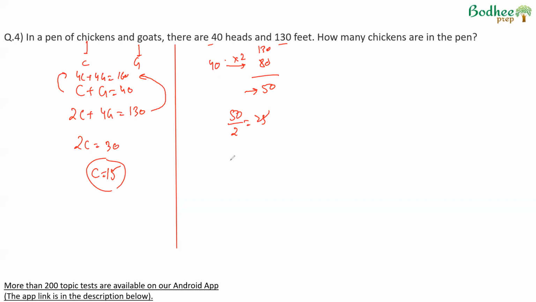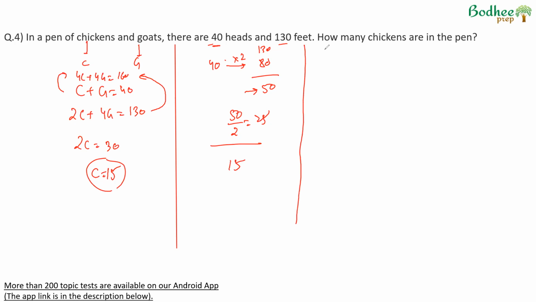This could be the third way. The idea here is each of the heads will definitely have 2 legs per head. So 80 is accounted for. There are extra 50 feet. These 50 feet are because goats have 2 extra feet apart from the 2. So the number of goats becomes 50 by 2. This could be the second way.